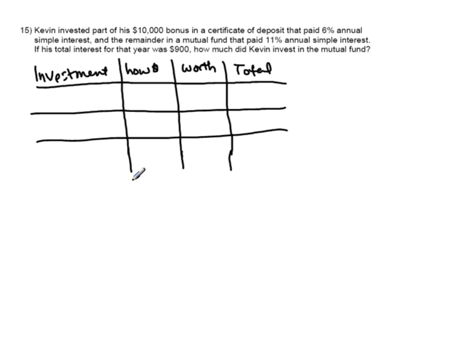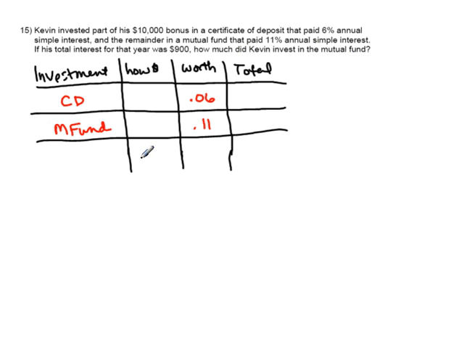Okay, here's yet another type of mixture we can have, and notice they all follow the same general format. This time we're mixing two different kinds of investments. Kevin invested part of his $10,000 bonus in a CD, certificate of deposit, that's one investment, that pays 6%, that's how much it's worth, 0.06, annual simple interest. And the remainder in a mutual fund, I'll call that MF, and that pays 11%, which is 0.11. So the question is, how much did Kevin invest in each one?